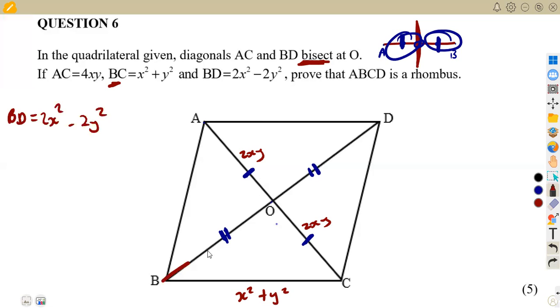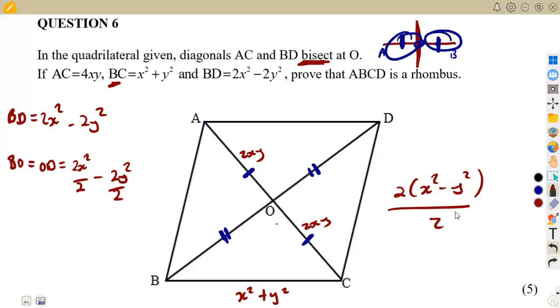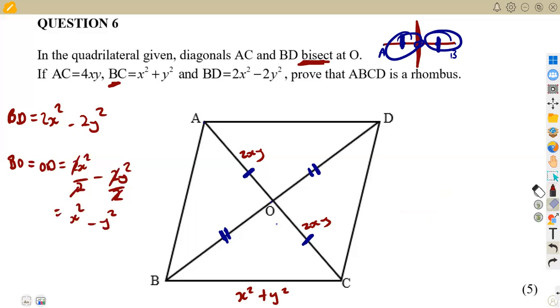What about from B to O? And from O to D, because we say they are equal. Remember, they are being bisected. So knowing this, BO, knowing that BO is equal to OD makes us divide this by 2. So it's going to be 2x squared over 2 minus 2y squared over 2. Divide each and every term by 2. If you factor out the 2 like this, the way that I wrote it before, you just divide everything by 2. But you have to divide each and every term. So this will be x squared minus y squared. Okay. So by doing this, we have calculated the length of BO.